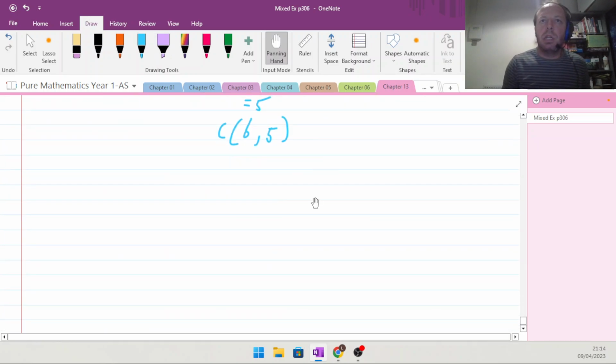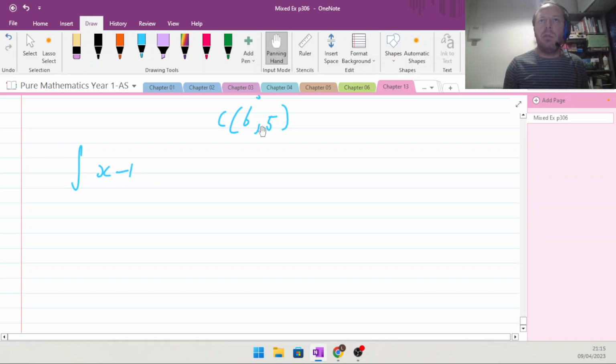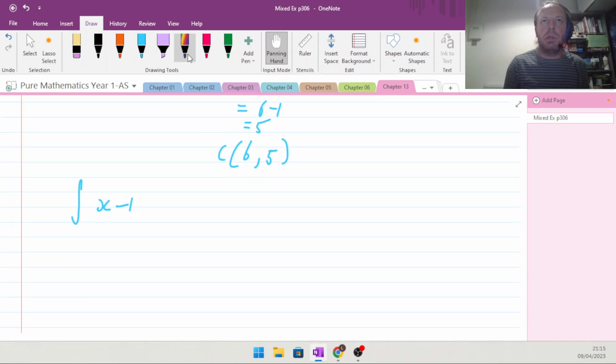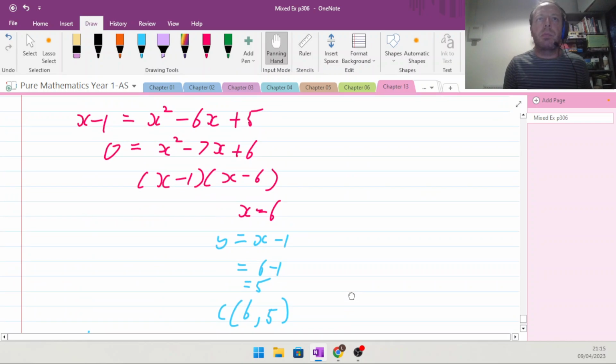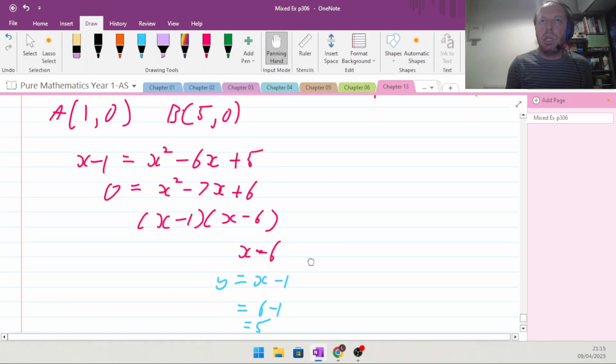So let's have a look at this. We are going to have the integral of x minus 1 between the points of A, which was 1, and the point C, which is 6, between 6 and 1, dx, and then we are going to take away the integral of the x squared minus 6x plus 5 dx, careful not to have that bit in it, and that's going to be working from 6 to, what was the other one? It was 5.